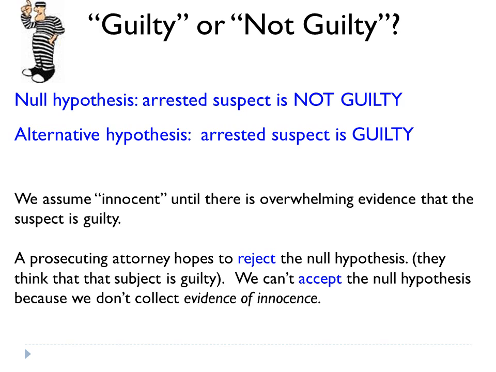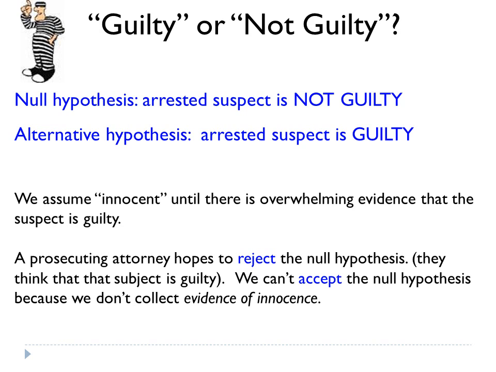It's the same way with statistics. If you think about it, the prosecuting attorney, the person responsible for trying to convict the person on trial, hopes to reject the null hypothesis. They think that the subject is guilty, right? But they're starting with the assumption that the subject is not guilty, and they're trying to find enough evidence to overturn that assumption of innocence, right?